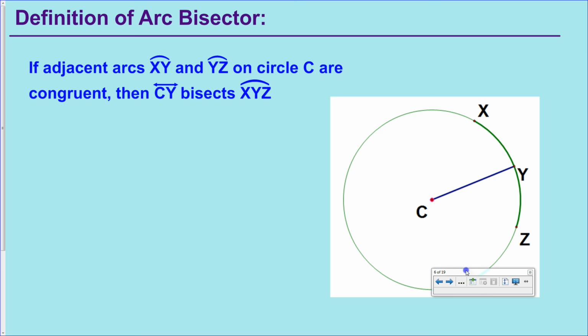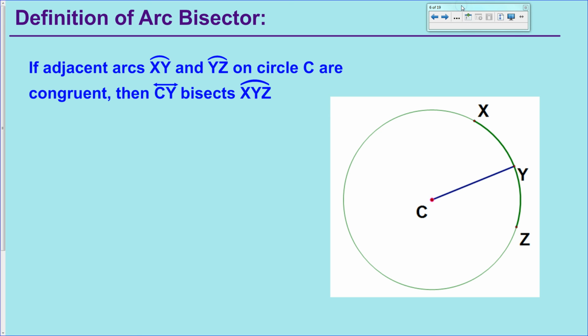Let's jump into another definition here. Definition of an arc bisector. So we've had segment bisectors and angle bisectors, and now we have an arc bisector. And it simply says that CY is an arc bisector if and only if arcs XY and YZ are both adjacent and congruent. Simple enough. And on circle C, if we're doing the nomenclature correctly.